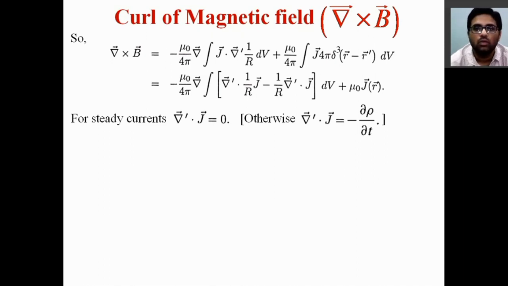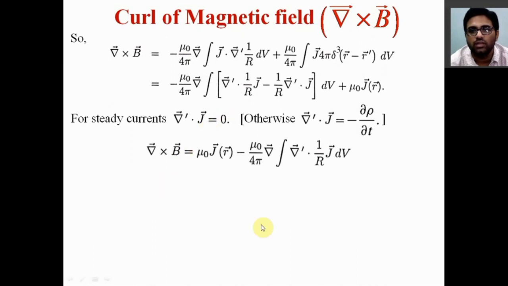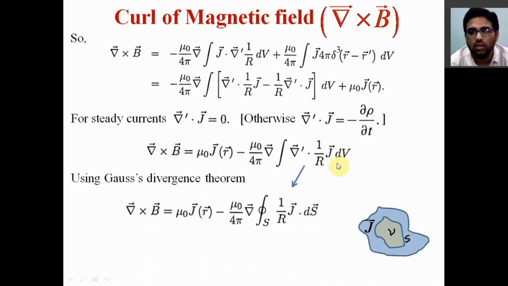Okay. Now coming back here, so curl of magnetic field becomes like this. Then using Gauss's divergence theorem, we can obtain this form. Here J is the current density of this volume distribution of current, and S is a closed surface which encloses a volume V within this current distribution. Now you know it is the volume that appears in the Biot-Savart law, right? And it can be large enough to include all the currents.